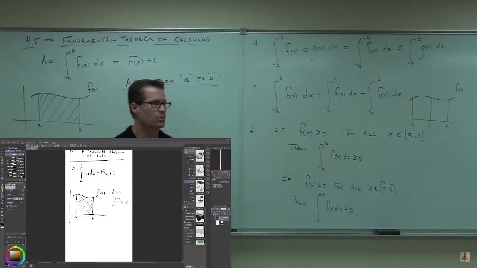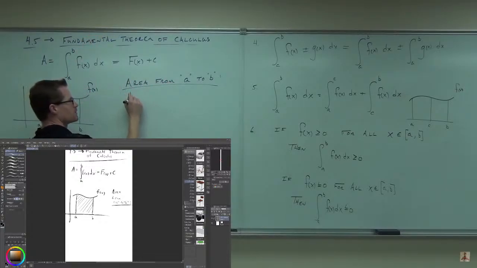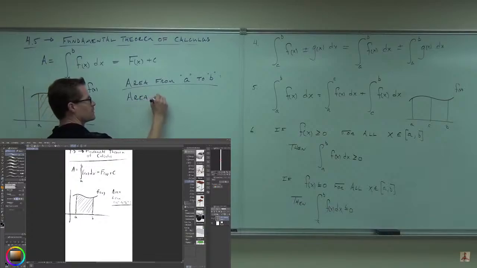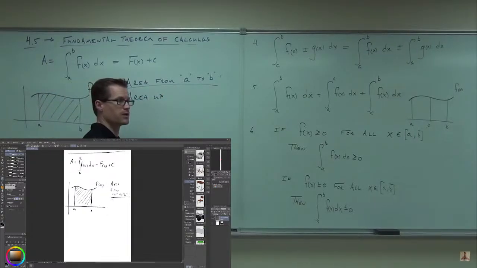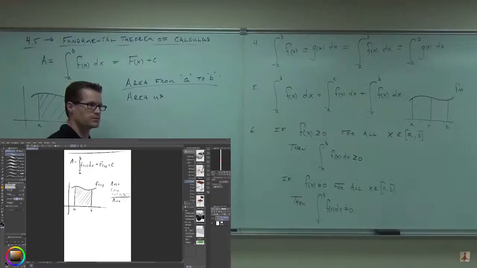That's exactly what we're going to do. So we'll take the area up to B, starting from wherever you want. It does not matter, as long as you start the same for both.